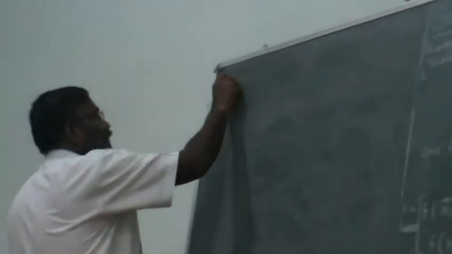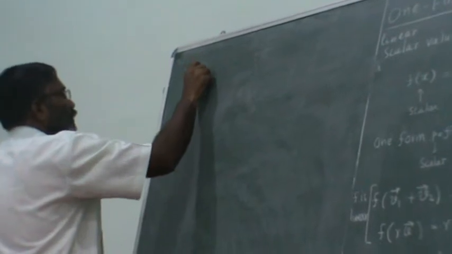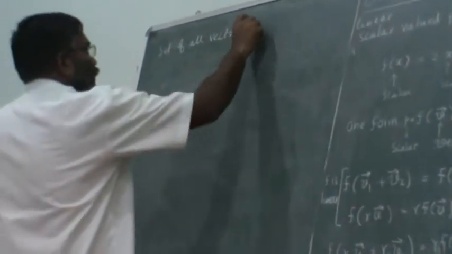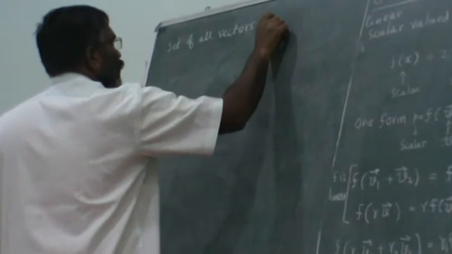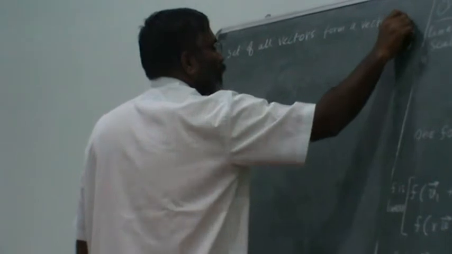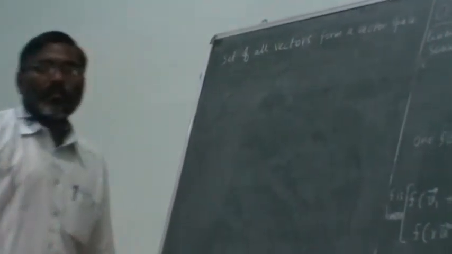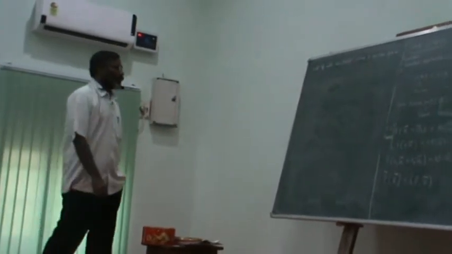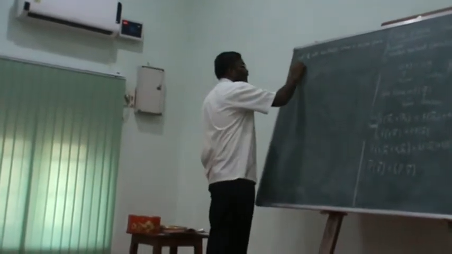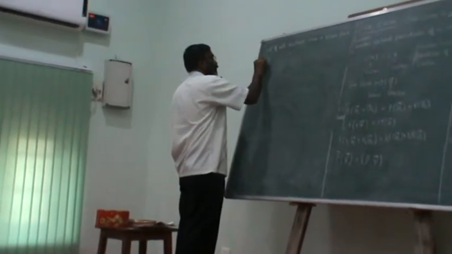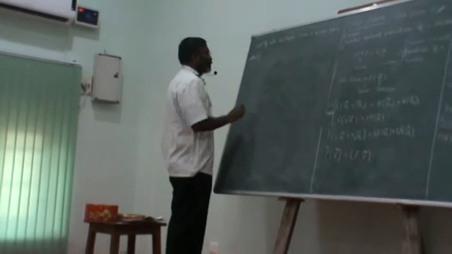Set of all vectors form a vector space. Okay? So let us call this V.